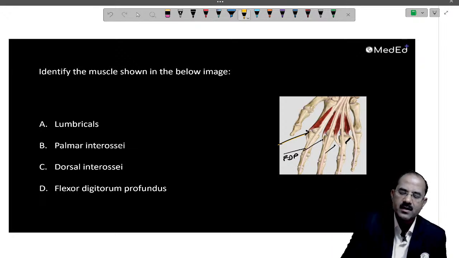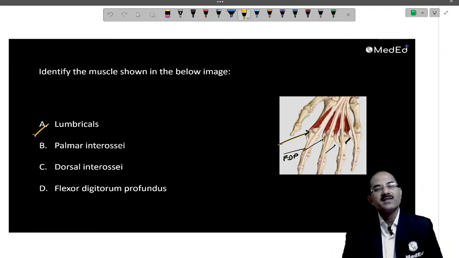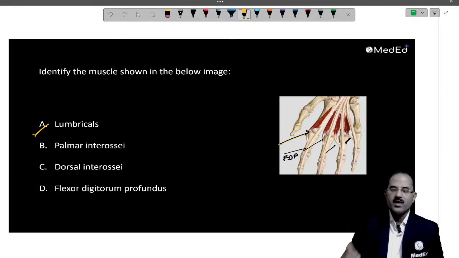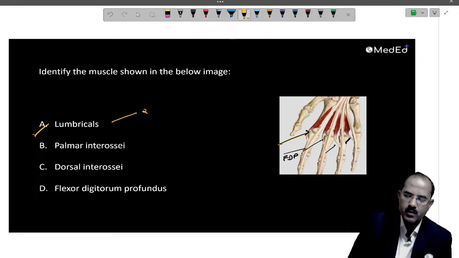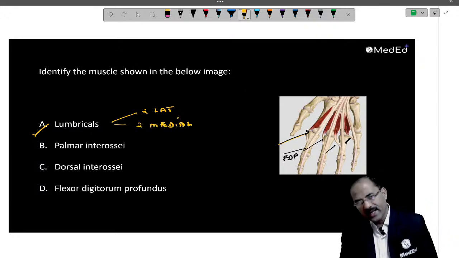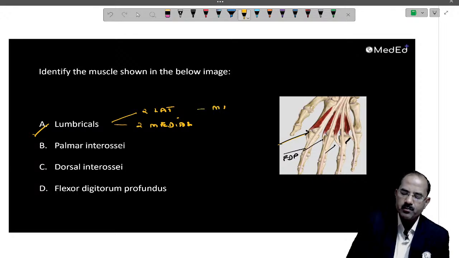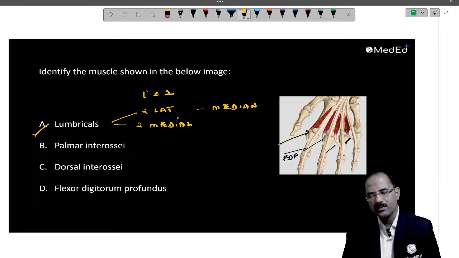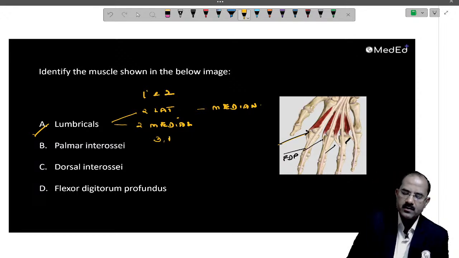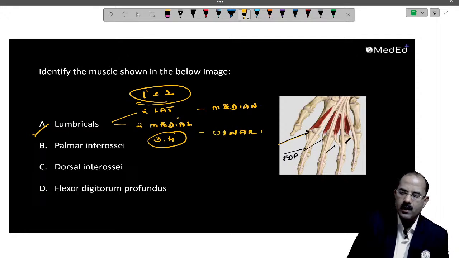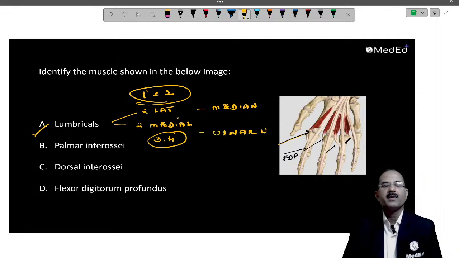Answer is lumbricals. How many lumbricals do we have? Four. Out of this, 2 lateral lumbricals and 2 medial. The two lateral lumbricals are supplied by which nerve? Median nerve. The lateral lumbricals, the first and second, are supplied by the median nerve. The two medial, that's the third and fourth lumbricals, are supplied by what? Ulnar. Third and fourth lumbricals are supplied by ulnar.